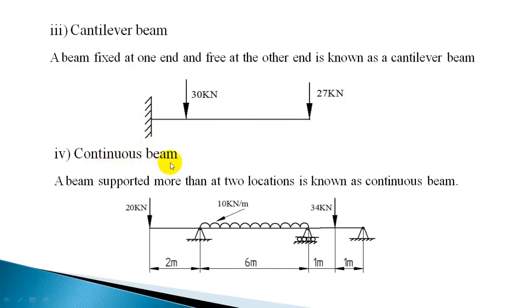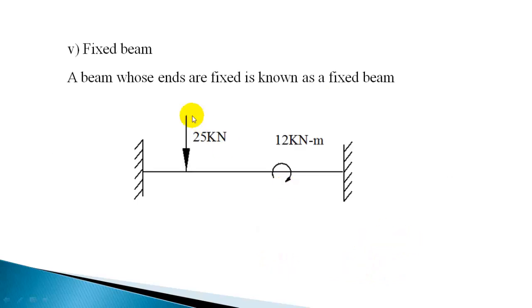And another type of beam is the continuous beam. It has got supports at more than 2 points. So if a beam is supported at more than 2 points, it can be considered as a continuous beam. So this is a continuous beam. And another type is the fixed beam. Both ends you have fixed supports, and loads are acting on the beam. So these are the different types of beams.